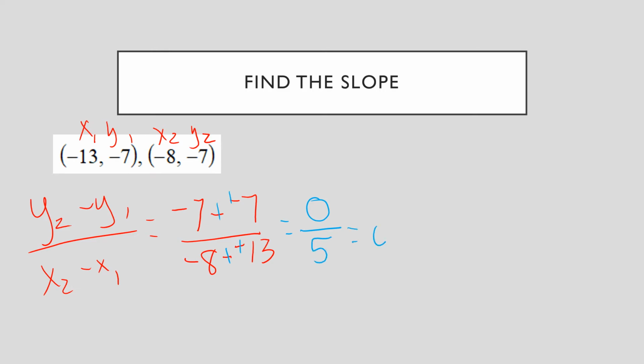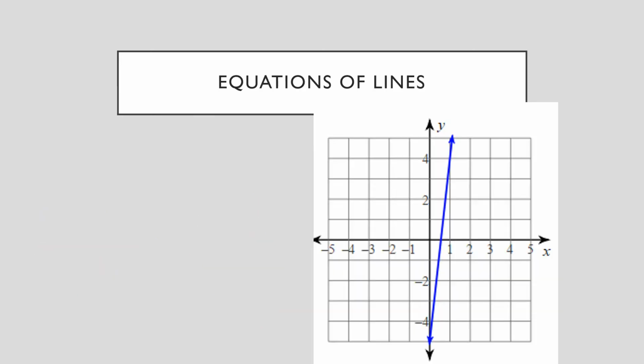0 divided by anything is 0. So what I know about this is that it's actually a horizontal line. It didn't ask me that, but it's a horizontal line. But the slope is 0. Okay. I also could have just graphed it. So if you have a graph, you can just graph it and then count.